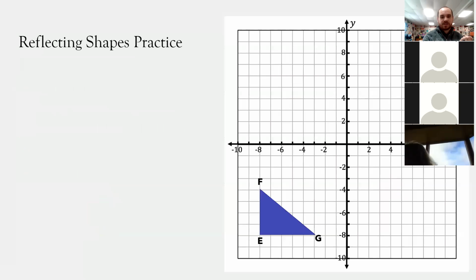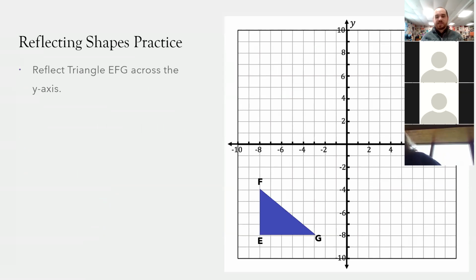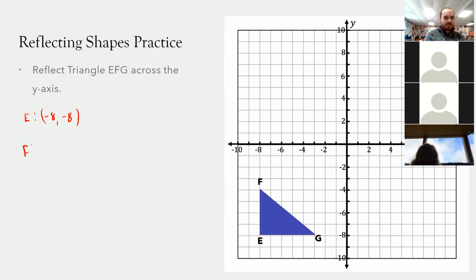Okay, let's try this. So we want to reflect triangle EFG across the y-axis this time. The points should all be the same. They are. So E is still at -8, -8. F is still at -8, -4. And G is at -3, -8. So go ahead, do your best to reflect these, and then we've got one more thing we'll cover, and then we're going to be done for today.